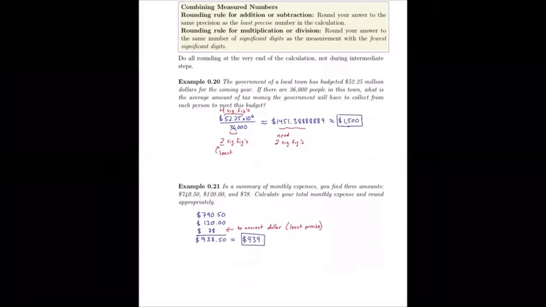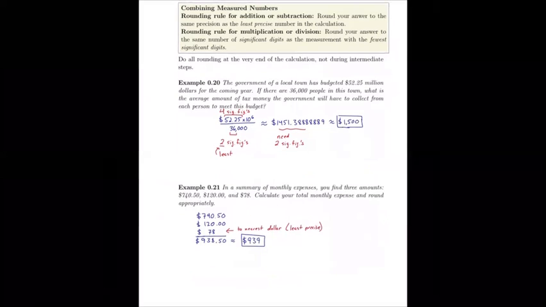Okay, lastly, in a summary of monthly expenses, we find 3 amounts, and we add these 3 amounts up, and we get a total of $938.50. What we note, though, is that this was carried to 50 cents to 2 decimal places. This one was carried to 2 decimal places. This was carried to 0 decimal places. So our precision is 2 decimal places, 2 decimal places, 0 decimal places. So $78 is the least precise value on this list.